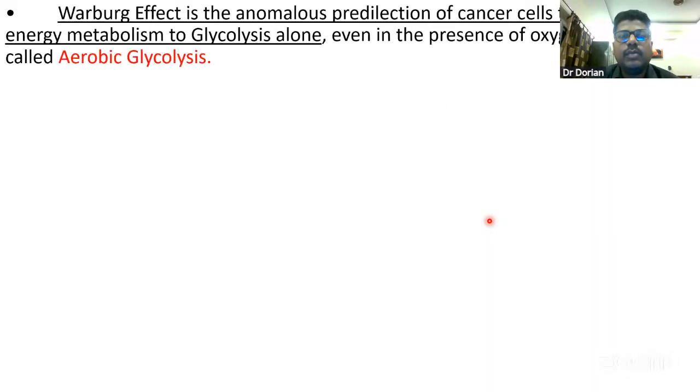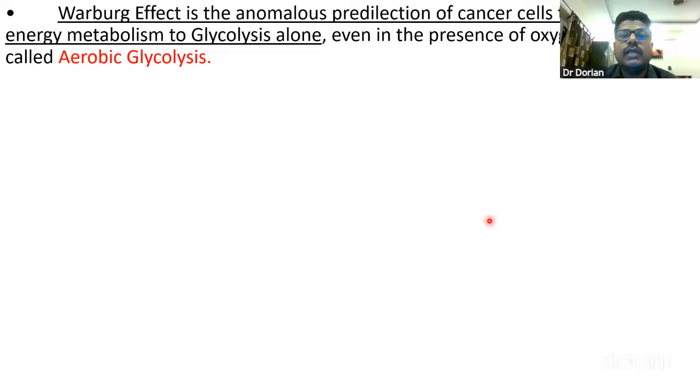The heading for the Warburg effect is dysregulation of cellular energetics. That is another hallmark of cancer. So what does this Warburg effect mean? The Warburg effect is the anomalous predilection, and anomalous means something different, something apart from the normal, anomalous predilection of cancer cells to limit their energy metabolism to glycolysis alone, even in the presence of oxygen.